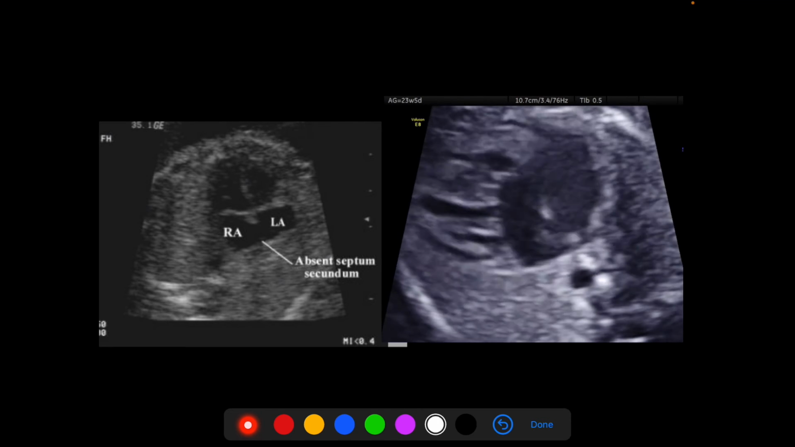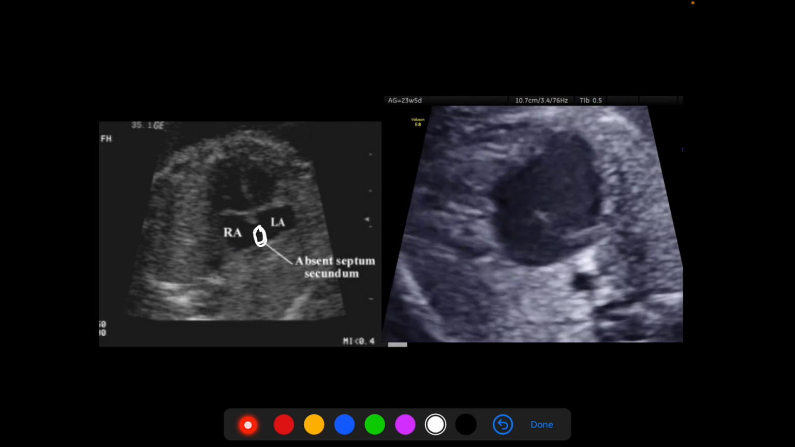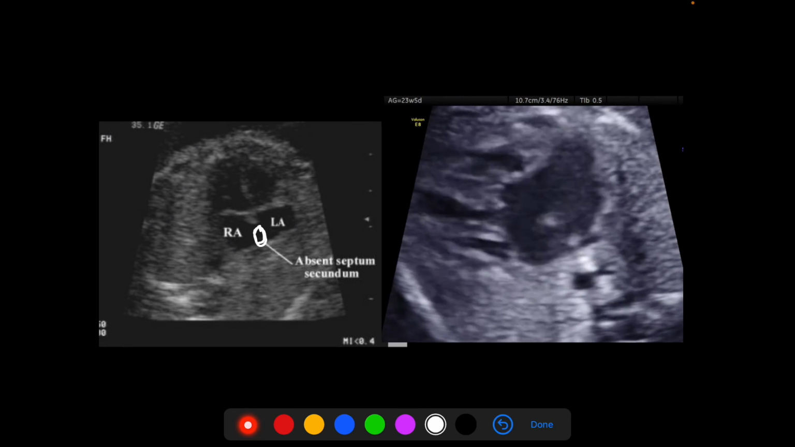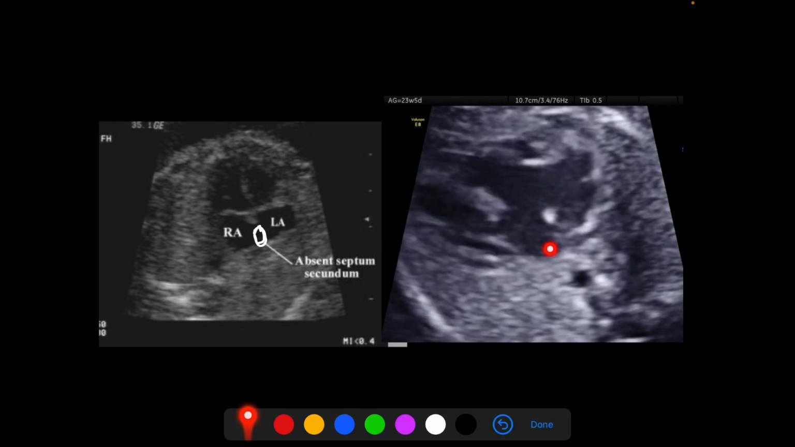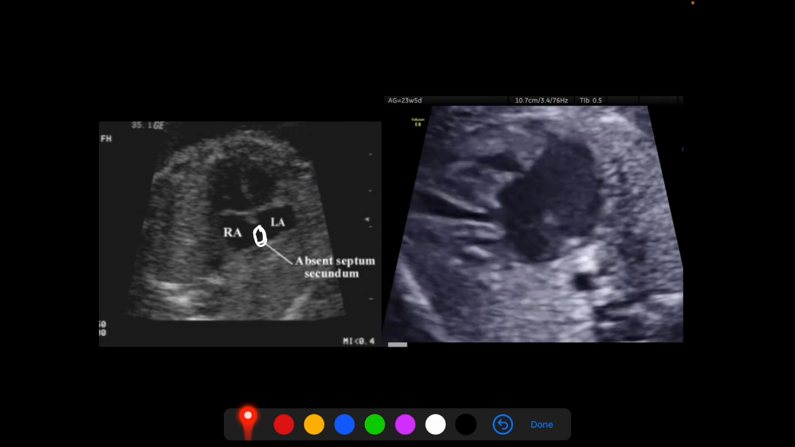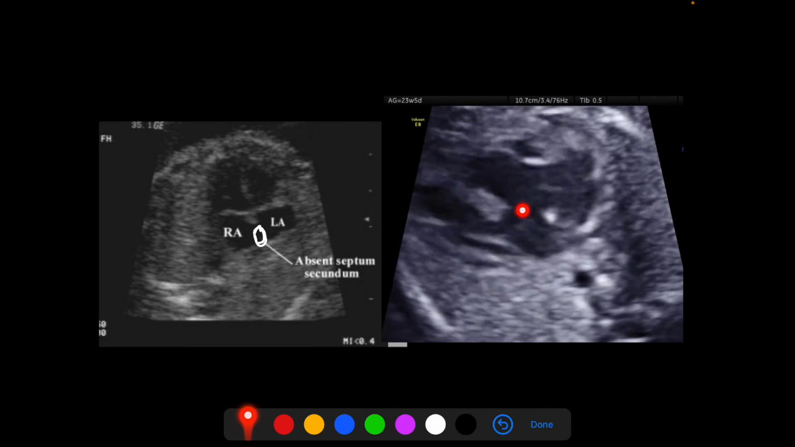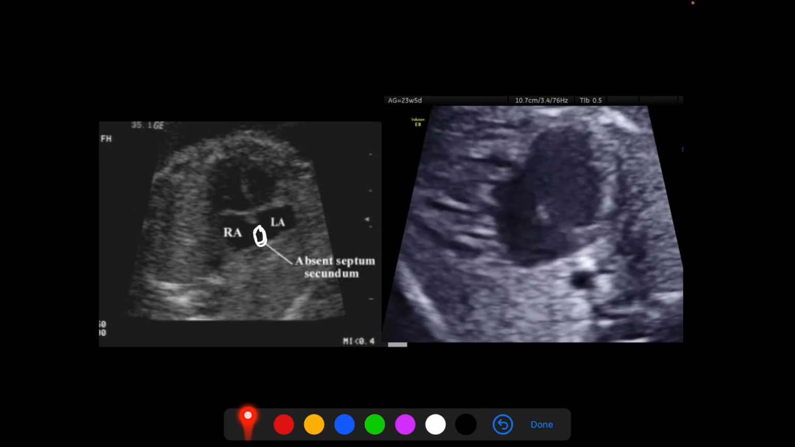So here in this case you are seeing a large defect, it is absent septum secundum. Here in this video you can see the normal foramen ovale flap into the left atrium, but the part of atrial septum adjacent to the crux is absent. So this is primum ASD.